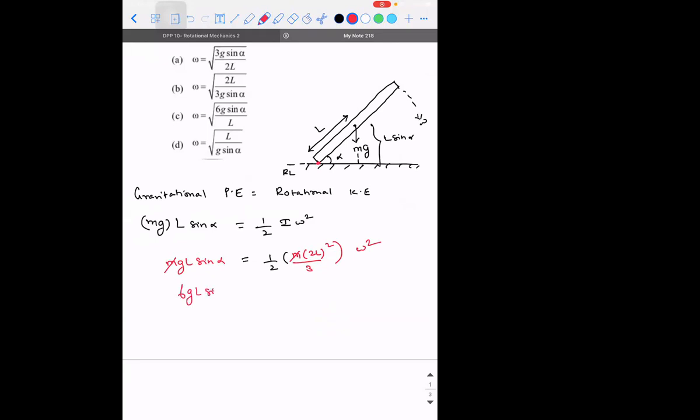6g L sin alpha divided by 4L square is equal to omega square, which is 3 by 2. One L will get cancelled, which implies omega is equal to root of 3g sin alpha the whole divided by L.